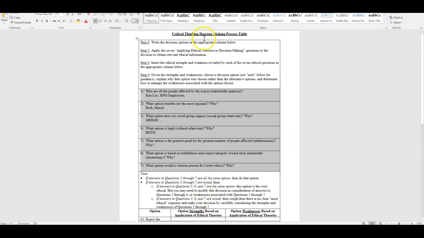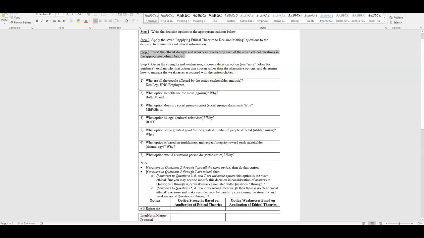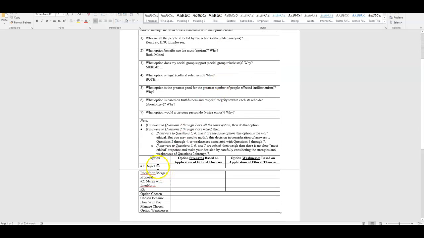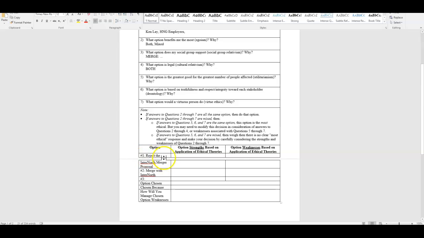Next step. Insert the ethical strengths and weaknesses revealed by each of the 7 ethical questions in the appropriate column. So that means you're going to be filling in right here.